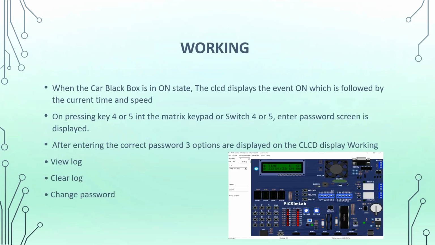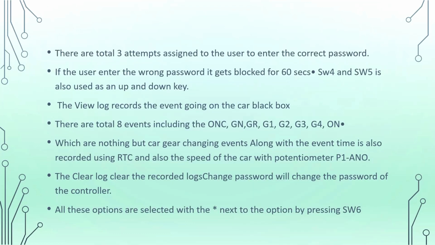Working. When the car black box is in running position, the CLCD display shows the current time, event, and speed. When switch 4 or 5 is pressed on the matrix keypad, the enter password screen is displayed. After entering the correct password, 3 options are displayed on the CLCD display: view log, clear log, change password. A total of 3 attempts are given to the user to enter the correct password. If the user enters an incorrect password, it is blocked for 60 seconds. Also use SW4 and SW5 as up and down keys.